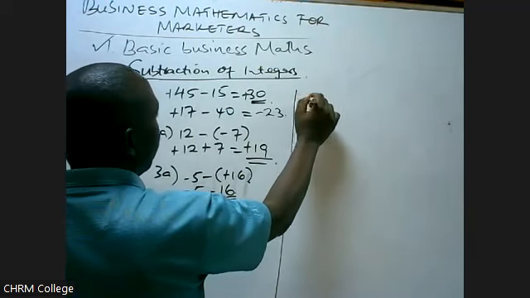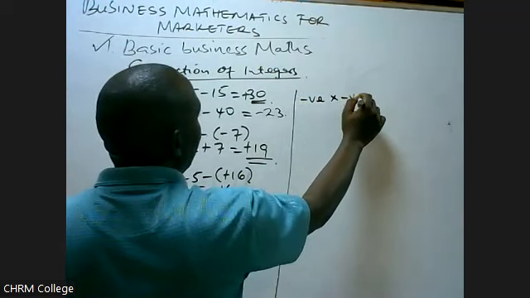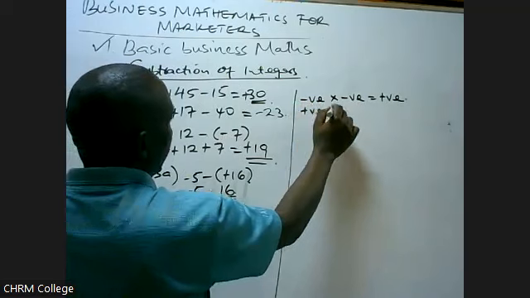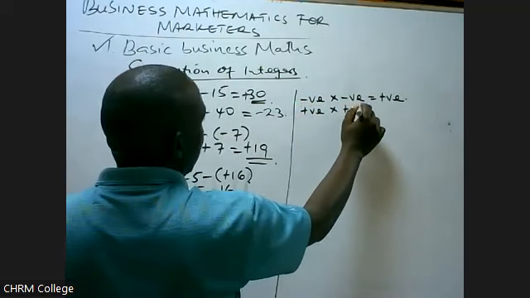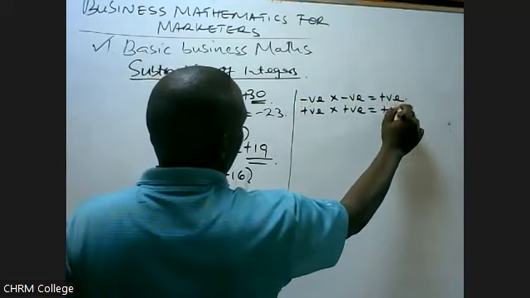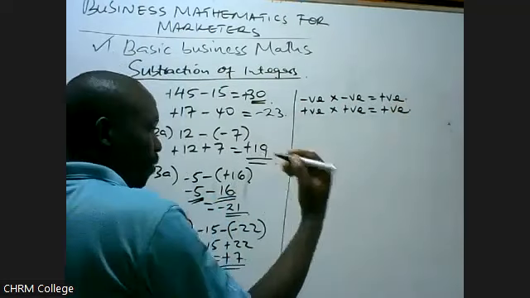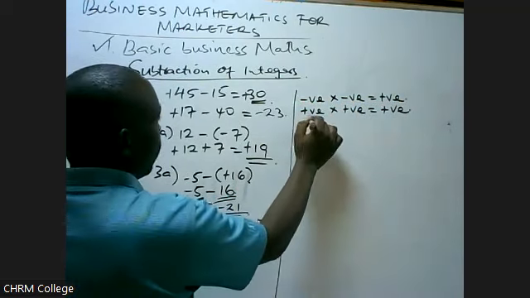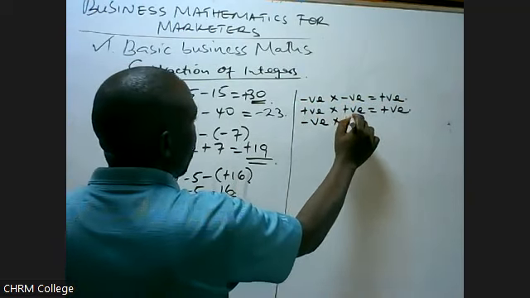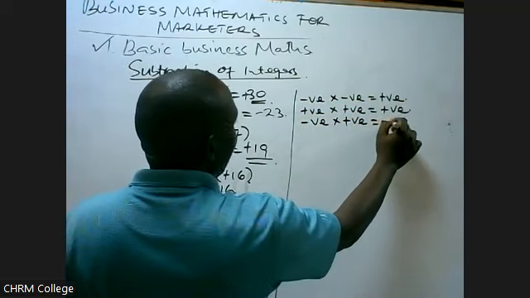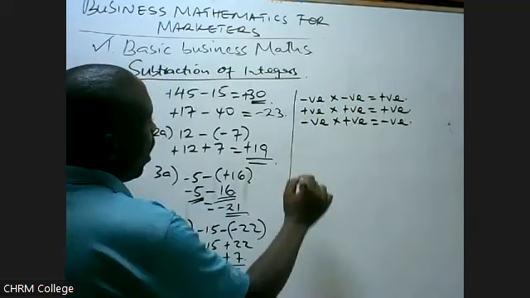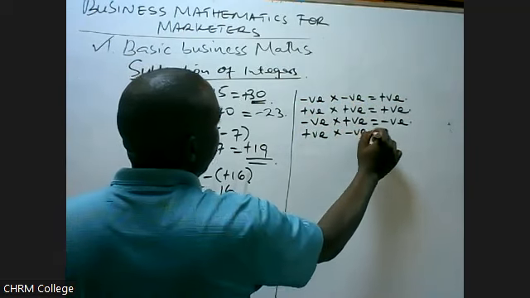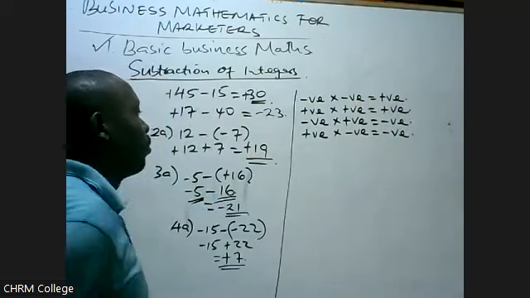When it is a negative multiplied by another negative, you will get a positive. When it is a positive multiplied by another positive integer, you will still get a positive. But when one of them is negative and the other one is positive, the solution will be negative. Like for example, a negative integer multiplied by a positive integer, you get a negative solution. A positive integer multiplied by a negative integer, you still get a negative solution.